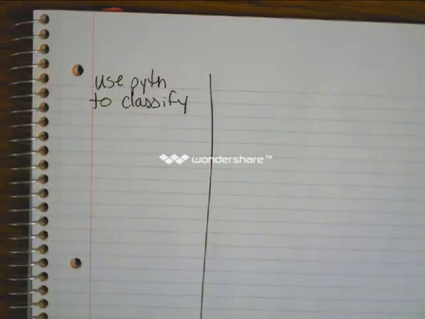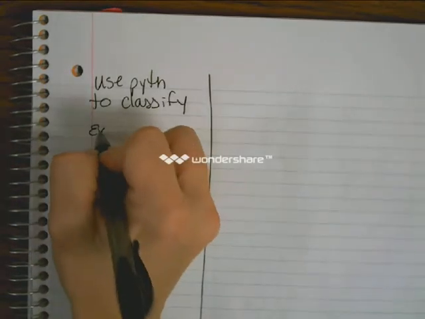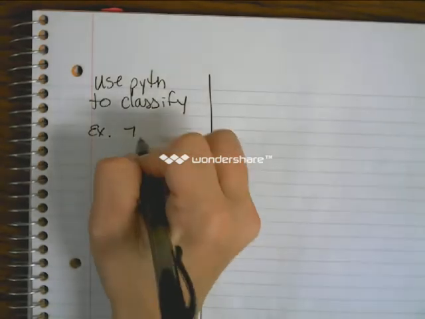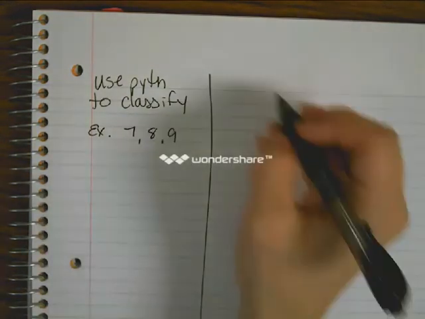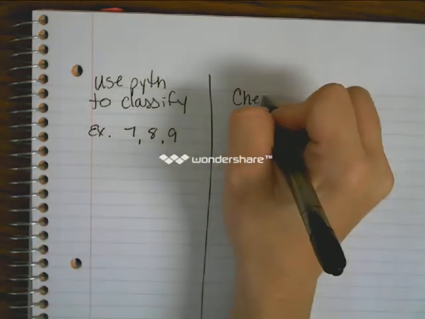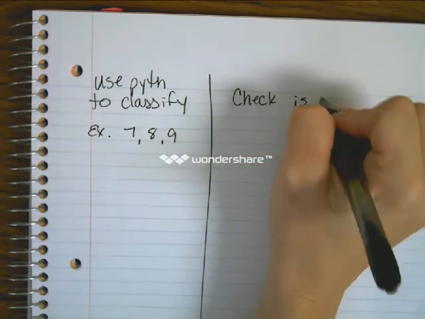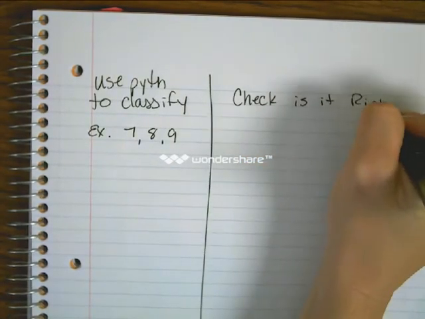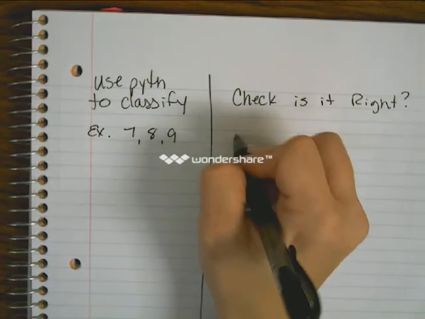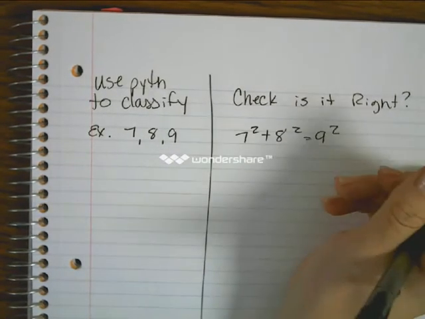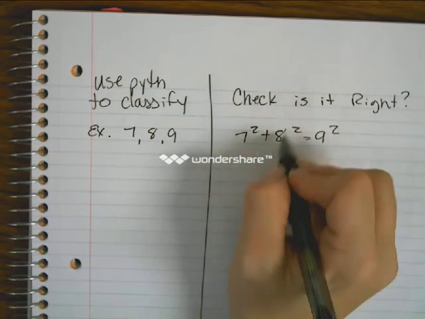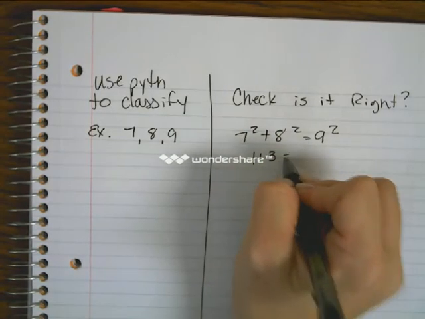If I have 7, 8, and 9, if those are the side lengths of my triangle, let's see if it's right. First, check to see if it's right. To check to see if it's right, you use the Pythagorean Theorem. 7 squared plus 8 squared equals 9 squared. 7 squared plus 8 squared equals 113, and 9 squared equals, I'm sorry, 81. So it is not a right triangle.